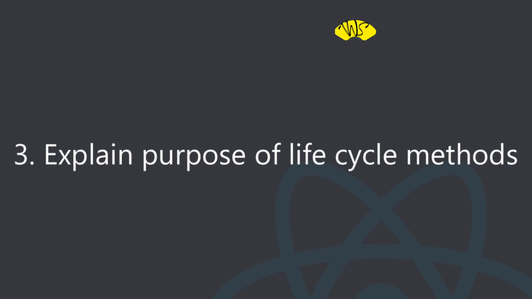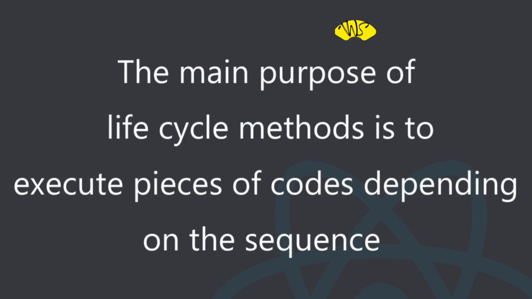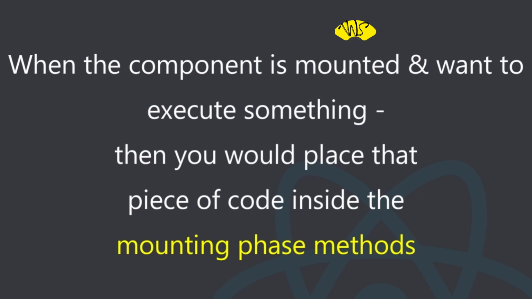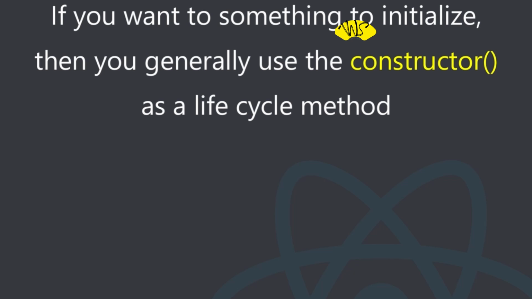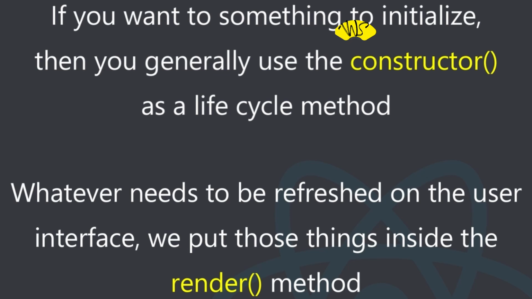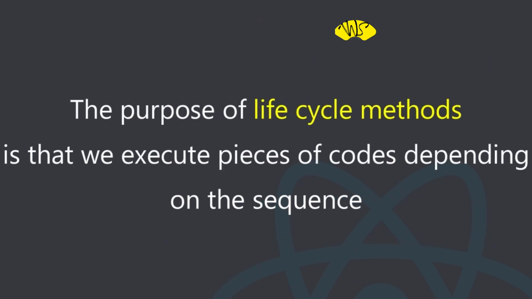And the third question is, explain the purpose of lifecycle methods. So the main purpose is, as I mentioned, that there is a specific sequence. Like for example, when the component is mounted, you want to execute something, then you would place that piece of code inside the mounting phase methods. If you want something to initialize, then you generally use the constructor as a lifecycle method. Like we have the render method, so whatever needs to be refreshed on the user interface, we put those things inside the render method. So the purpose of lifecycle methods is we execute pieces of code depending on the sequence.